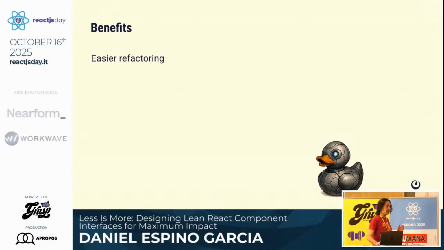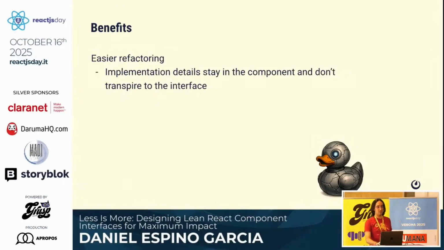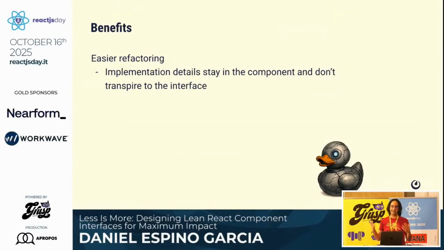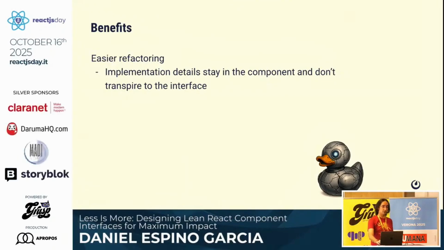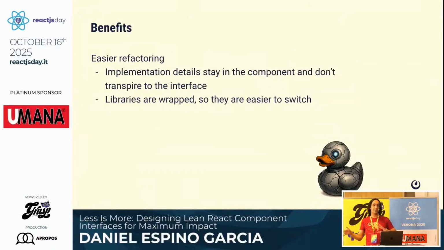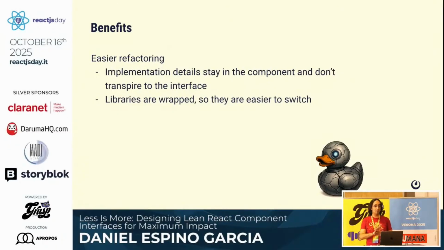Next thing, easier refactoring. When you have minimum interfaces, you are not exposing implementation details. Not exposing implementation details allows you to refactor better. And also one thing that MVI tries is to wrap libraries. So it's also great for switching libraries, because the moment you have the libraries wrapped, you don't have to care so much about the implementation. You can switch the library for a different one without changing your code so much.